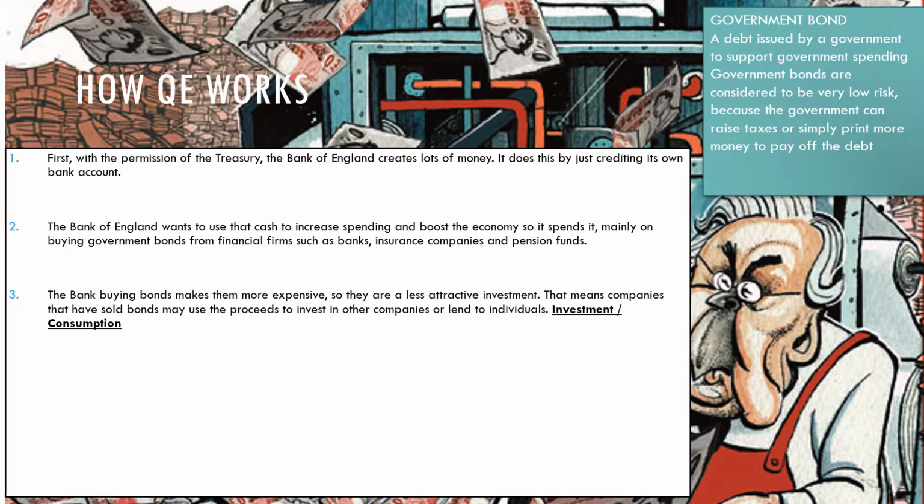The idea is that by buying up the government bonds and giving the banks cash, the banks will then lend that cash out to businesses and individuals within the economy. This will then increase the level of investment and increase the level of consumption.